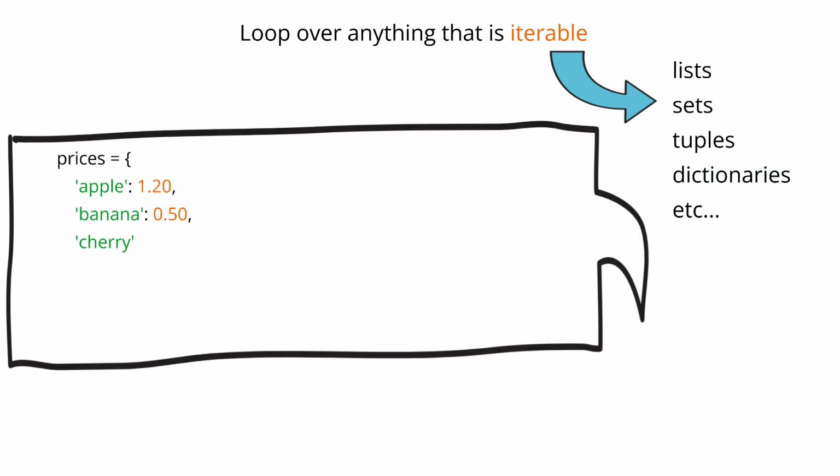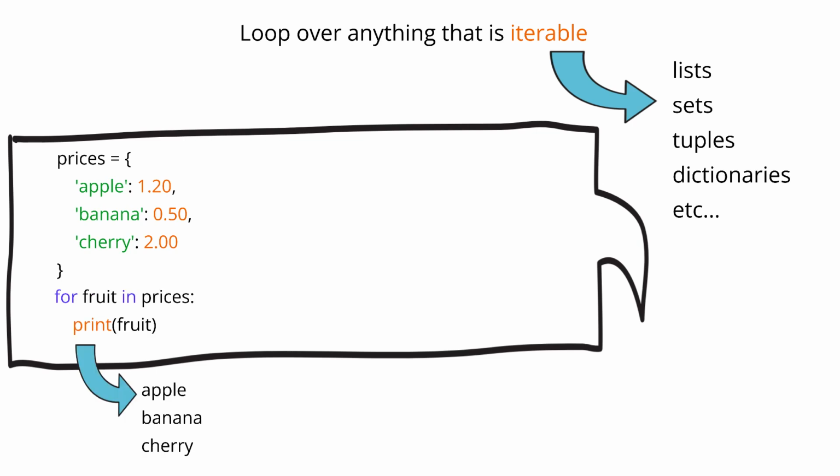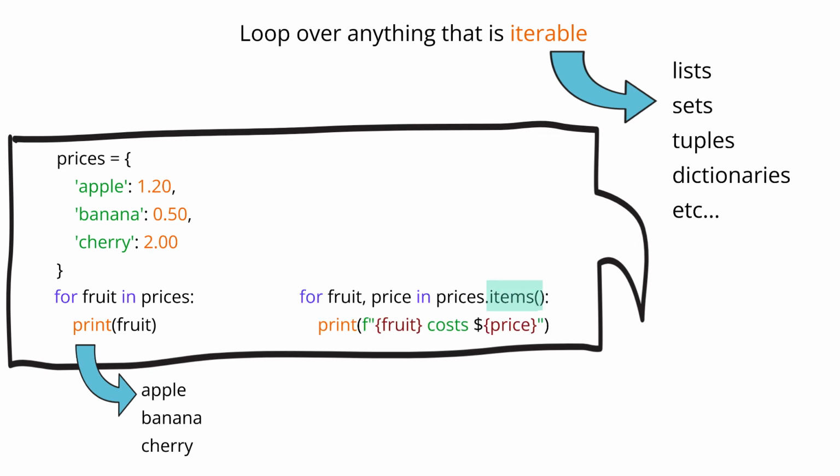Let's say we have a dictionary of fruit and their prices. If we loop directly over it, we get the keys. So that prints apple, banana, and cherry. But what if we want the price too? Well, for that, we can use the items method, which gives us both the key and the value.